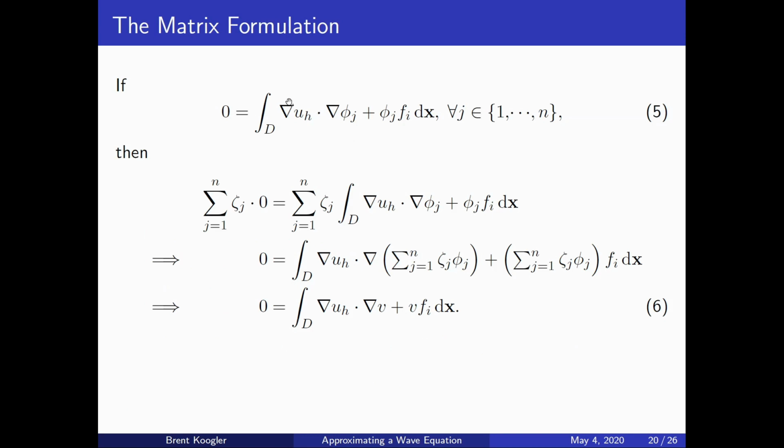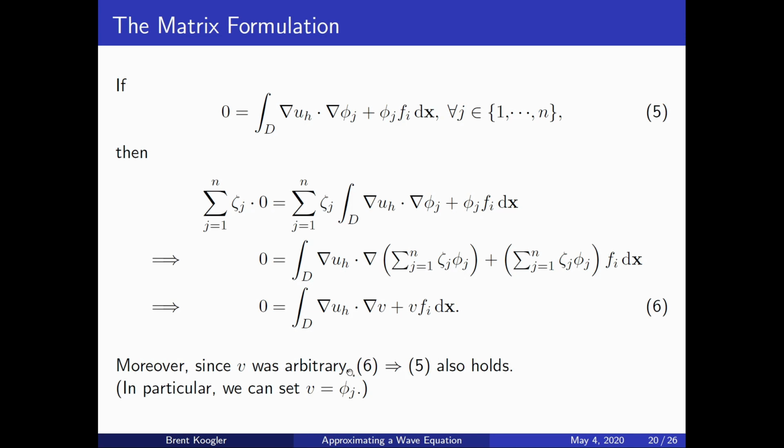Specifically, if we just ask for this integral equation to hold for the finite number of basis functions, we can actually use the linearity of the integral and gradient operator by forming an appropriate linear combination so that we can pull this sum into these terms and get our arbitrary v's. After we do so, we get 5 implying 6. Moreover, we get the converse because v is arbitrary, so we can just set v equal to phi sub j. So these two are in fact equivalent to one another.